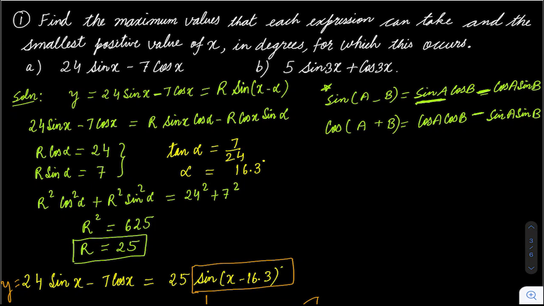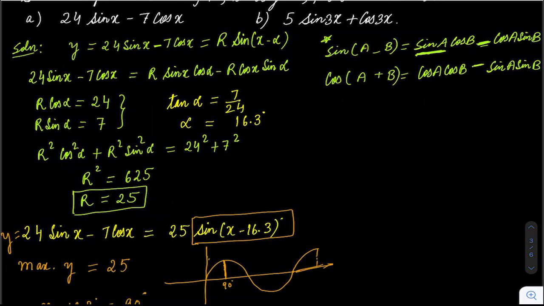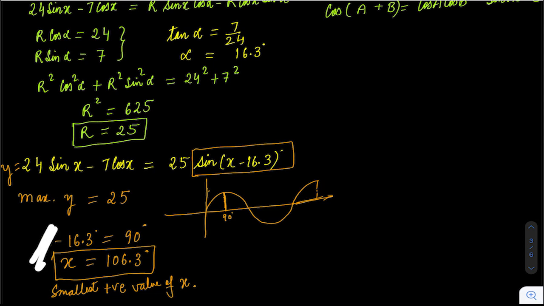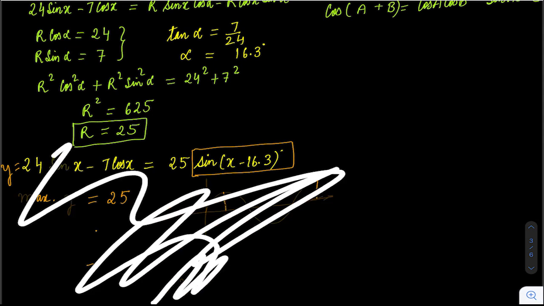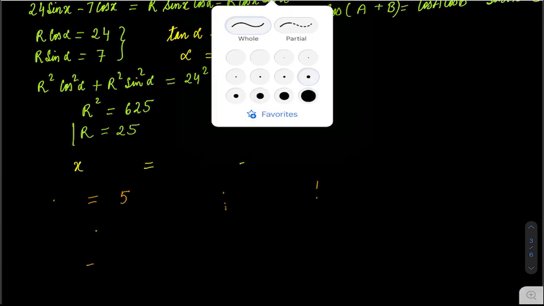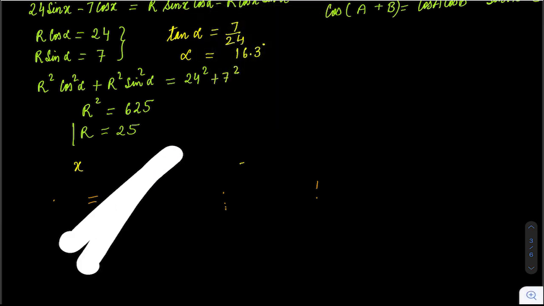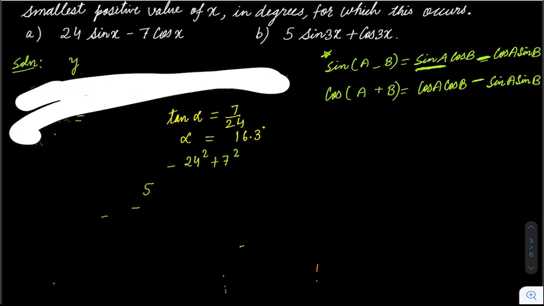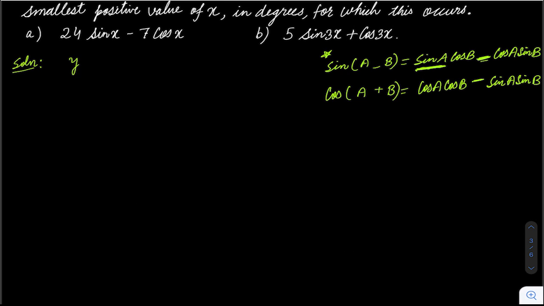Now this is also an interesting one. So now for this, what I will do is I will erase this. So I hope everyone has noted this. Okay, in case you haven't, you can always go back. Okay. So now let's do the B part. What is in the B part? Now we have 5 sine 3x plus cos 3x. Okay. So y equals 5 sine 3x plus cos 3x.